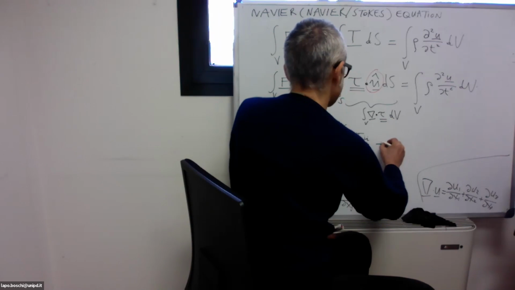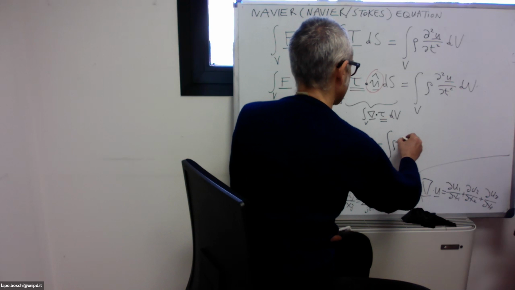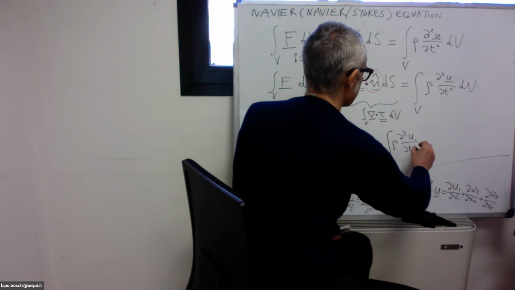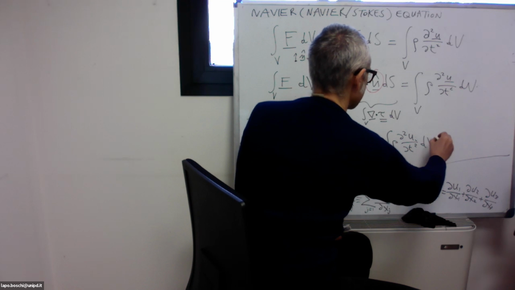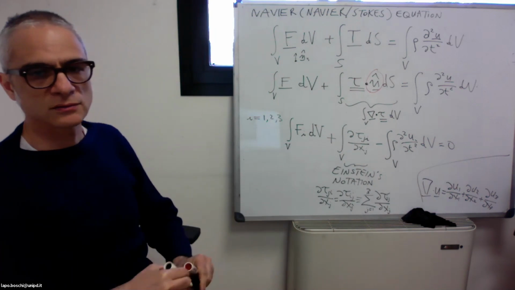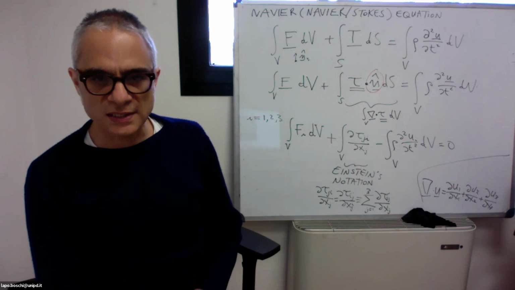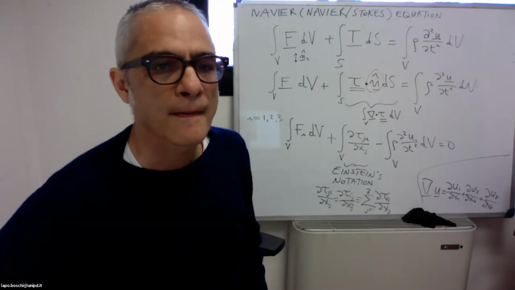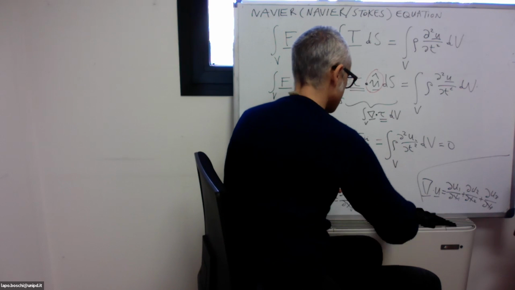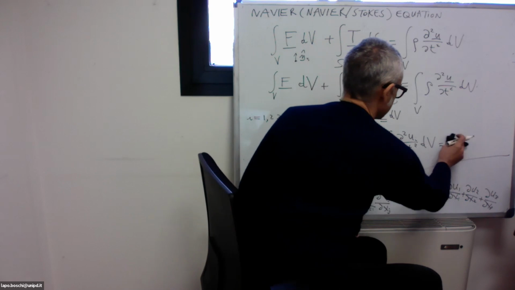And minus the integral of rho del square ui over del t squared, volume integral again. And then I brought that to the left-hand side, and everything summed together must be 0. Or it doesn't matter. Let's leave it at the right-hand side. It doesn't matter.